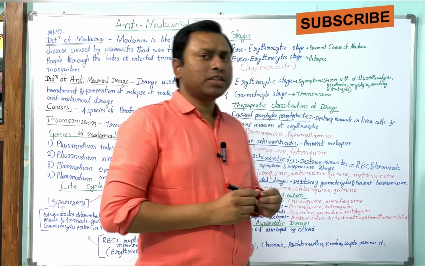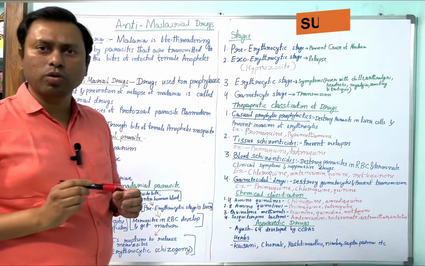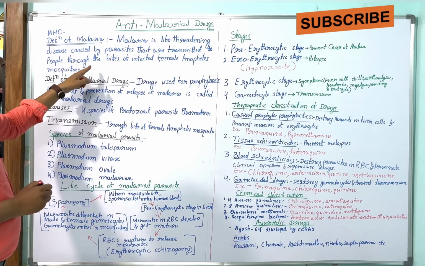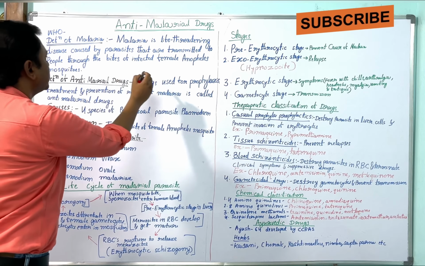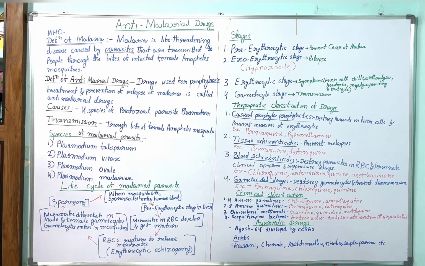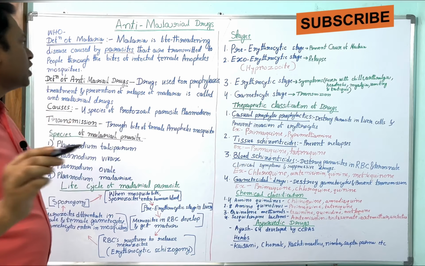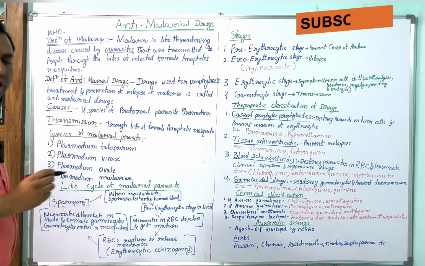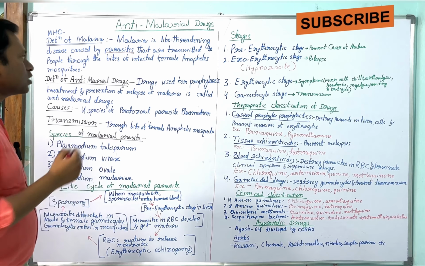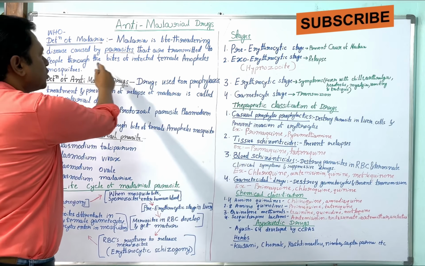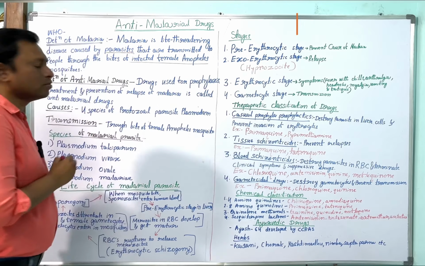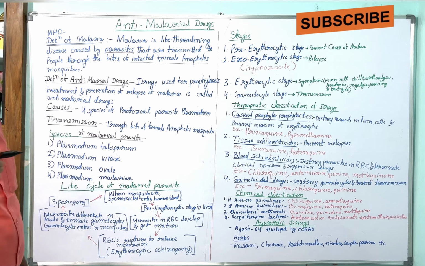The first thing: what is malaria according to WHO? Malaria is a life-threatening disease caused by parasites. It is transmitted to people through the bite of an infected female Anopheles mosquito. This is about malaria.